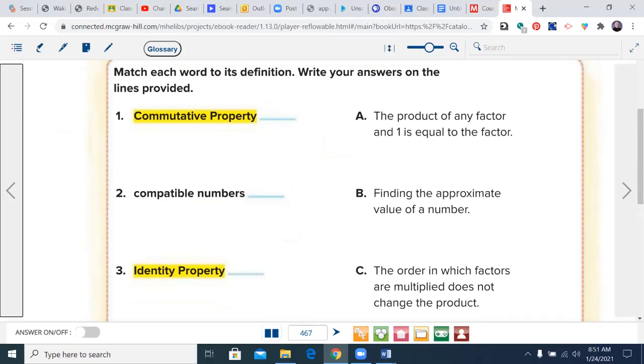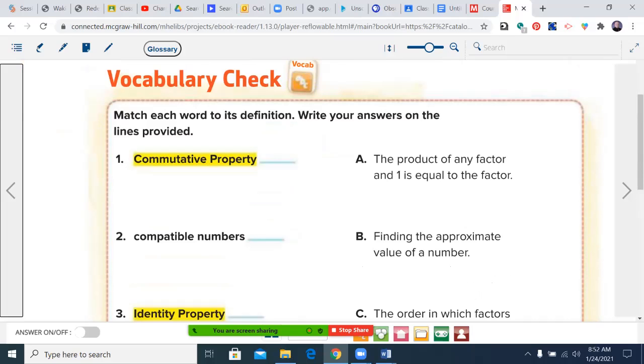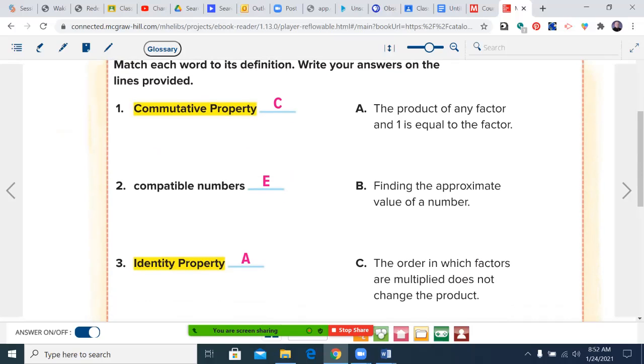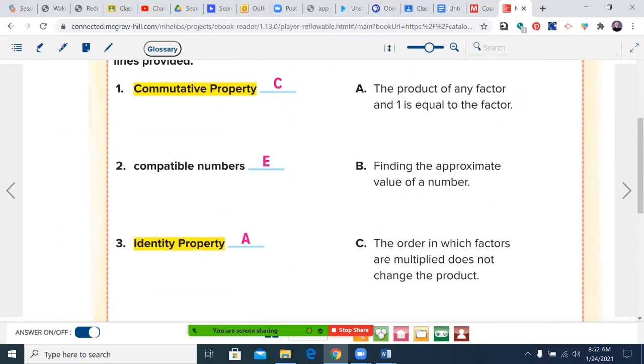I'm going to begin with vocabulary, and I'm going to go ahead and turn the answer key on for this one. We're not going to take the time to match, but we will talk about each of these words and then give you a little example. So commutative property is C. The order in which factors are multiplied does not change the product.